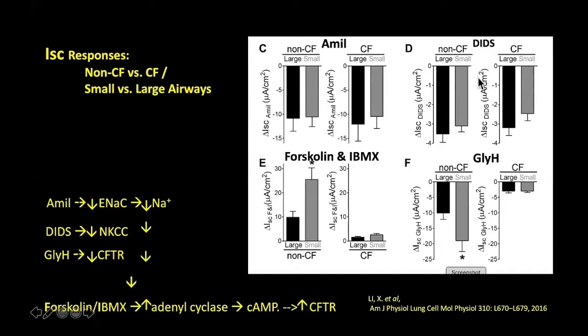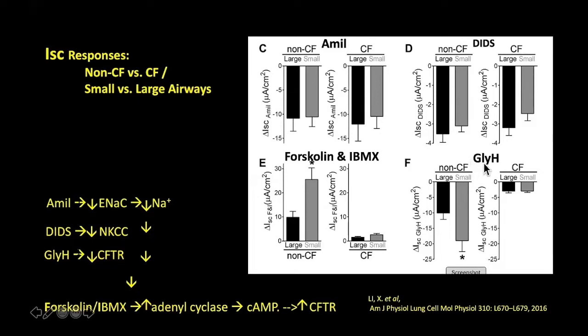Now, if we move over and look at DIDS as an inhibitor of the NKCC, that is the sodium potassium 2-chloride cotransporter, again, if we apply it to the non-CF large and small airway, we see virtually no difference in the inhibition. If we apply it to the CF large and small airway tissue, again, we see virtually no difference between the two, and the inhibitory effect is about the same in both sources of these tissue.